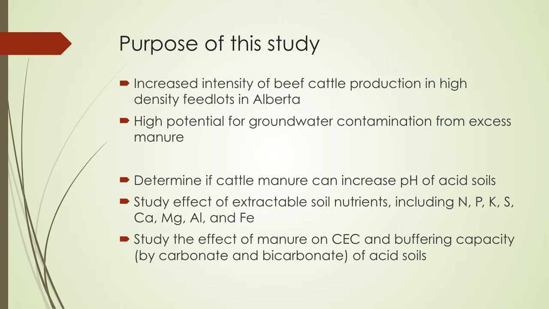So they want to determine if the cattle manure can be used effectively to manage soil pH. And they also wanted to measure the effects on extractable soil nutrients, including nitrogen, phosphorus, potassium, sulfur, calcium, magnesium, aluminum, and iron. And their third objective in this study was to measure any changes to the CEC, mainly due to carbonate and bicarbonate buffering of acid soils.